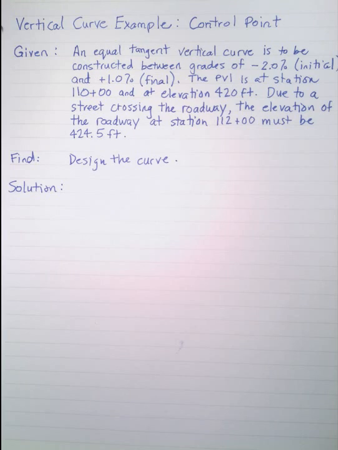So we're given some information. It's always an equal tangent vertical curve. The initial grade is -2%, the final grade is +1%. We have the station and elevation of the PVI, station 110, and elevation 420 feet. There's a street crossing perpendicular to this roadway at station 112, and the crossing elevation must be 424.5 feet.